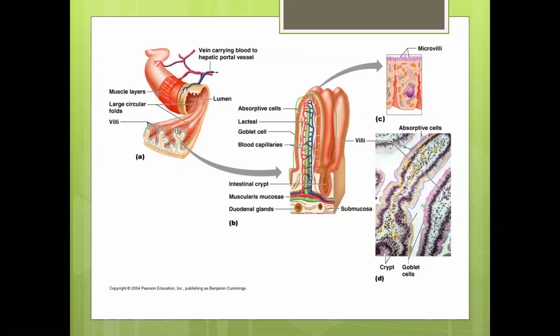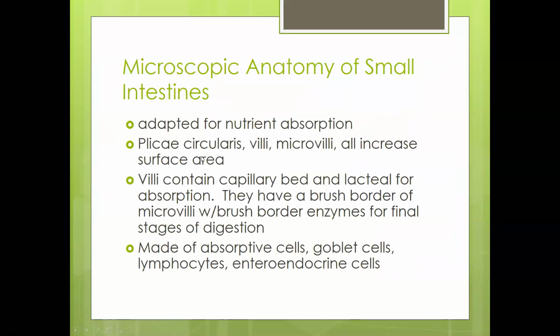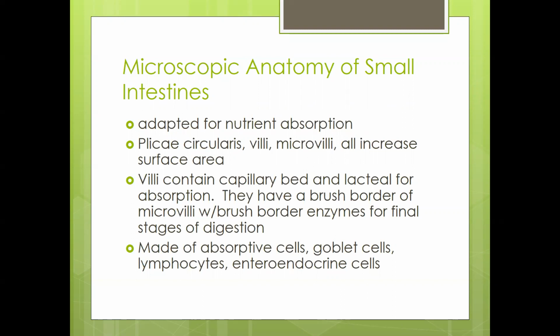Okay, so if we go back to our previous slide, plicae circularis are the folds of the mucosa. Villi are the little extensions that come off of those folds, and microvilli are the folds of the apical cell membrane in the simple columnar cells. Their purpose is, of course, to increase surface area for absorption. The villi are where absorption is going to occur, so they need to have a capillary bed and a lacteal on the inside.